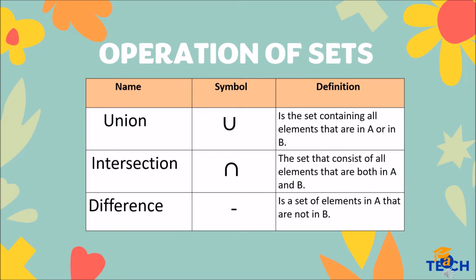Now, let's familiarize ourselves with the operation of sets. Remember, union refers to the set containing all elements that are in set A or in set B. We have the big letter U as its symbol. And then intersection, on the other hand, is the set that consists of all elements that are found in both set A and in set B. Its symbol is an inverted U. And difference is a set of elements in A that are not found in B. It is represented by a dash as its symbol.